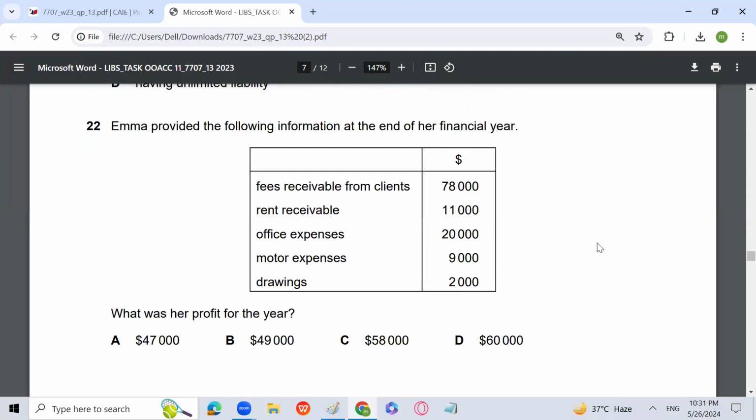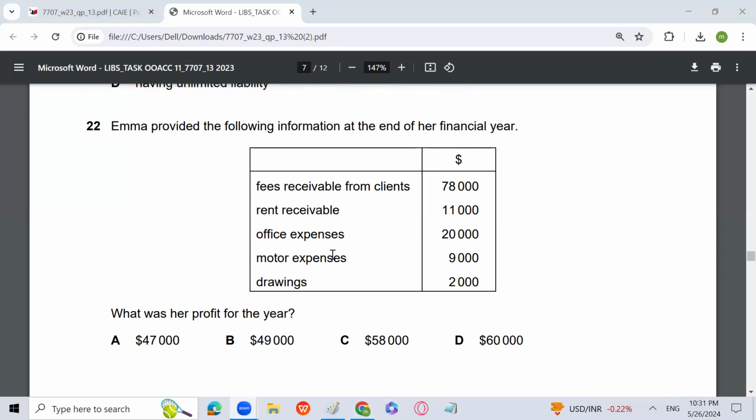Anna provided the following information at the end of her financial year: fee received from clients, rent receivable, office expenses, motor expense, drawings. What was her profit for the year? Income minus expenses, you will get the profit. 78,000 plus 11,000, 89,000, minus 20,000, minus 9,000. So you will subtract 89,000 minus 29,000. So you will get the answer. That is 60,000. So D is going to be the answer for this question.